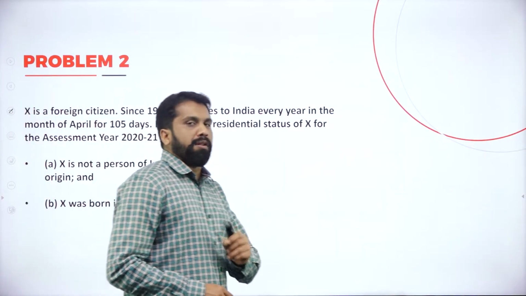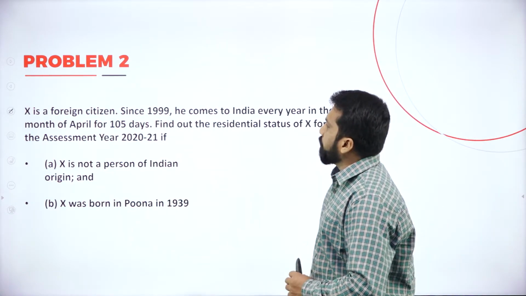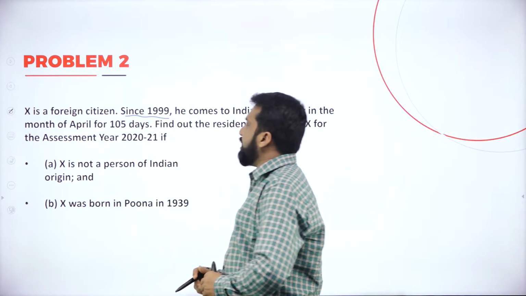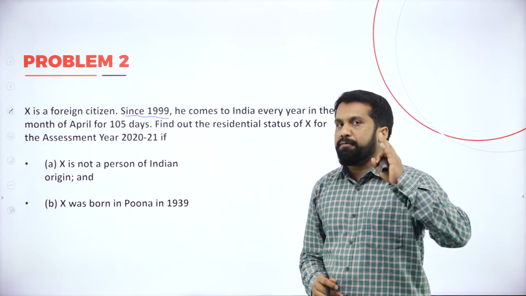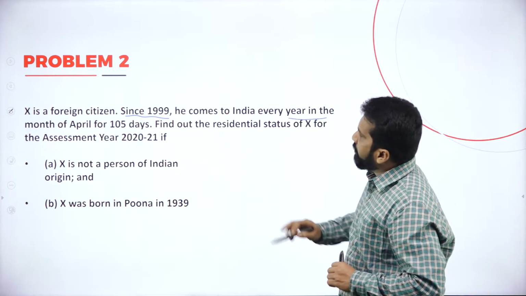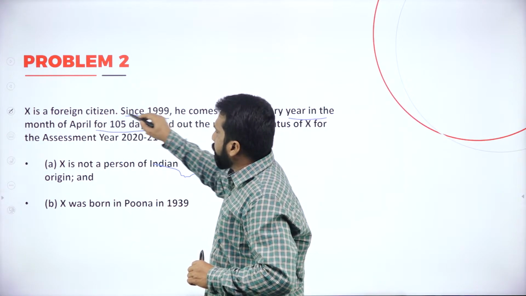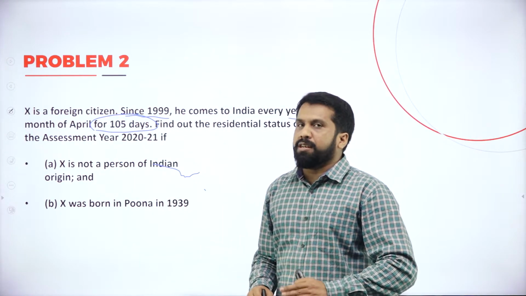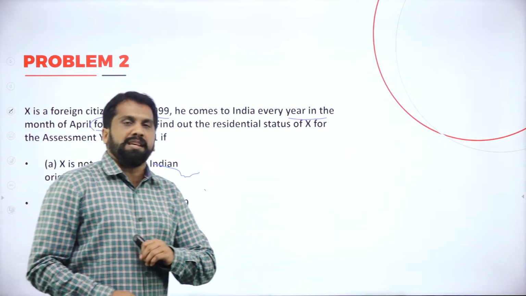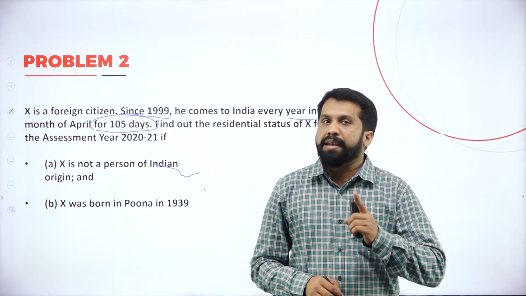We'll go for problem number 2. This one you try to solve yourself. Now, X is a foreign citizen since 1999. So, he is a foreign citizen. Now, he comes to India every year in the month of April for 105 days. Every year in the month of April, he comes to India. Once he comes to India, he stays back for 105 days.